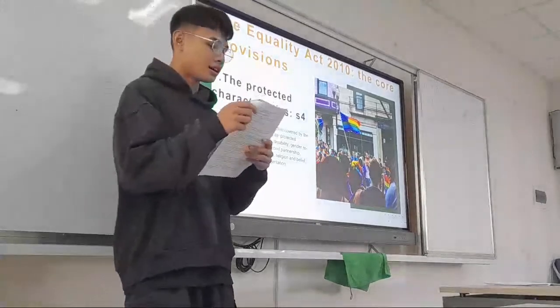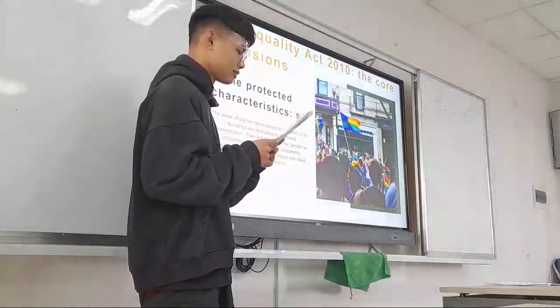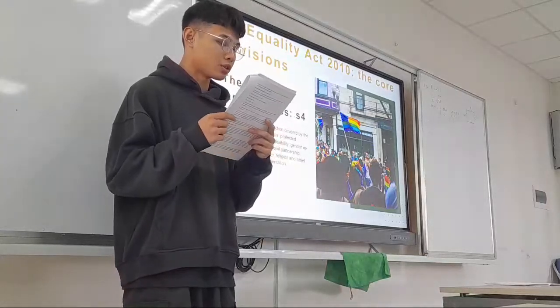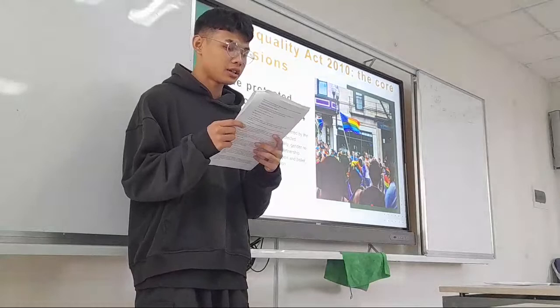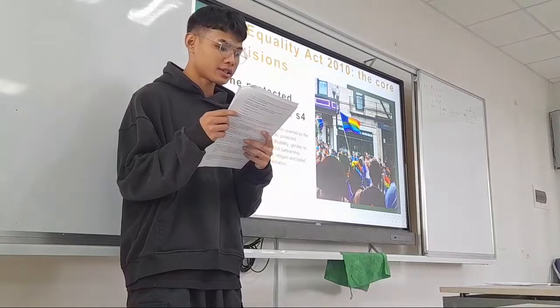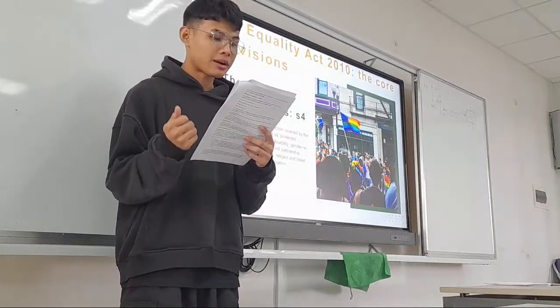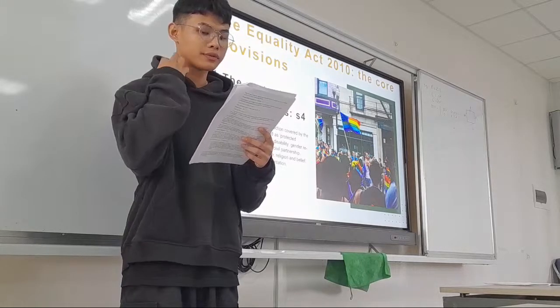The Equality Act 2010, the core provisions. Number one is the protected characteristics. Section 4: the areas of discrimination protection provided, which are described as protected characteristics. They are age, disability, gender reassignment, marriage and civil partnership, pregnancy and maternity, race, religion and belief, sex and sexual orientation.